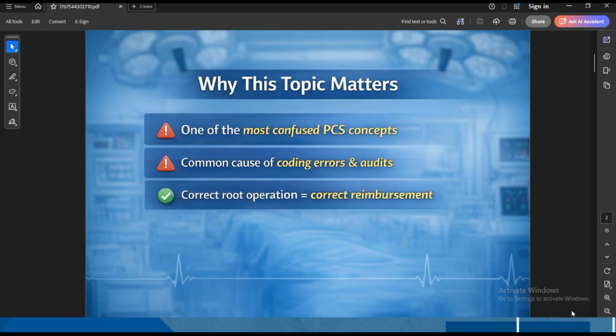As we have discussed previously, this is one of the most confusing PCS concepts, and most coders code inappropriately and erroneously using this topic. Whenever we use the correct root operation, we will get correct reimbursement.